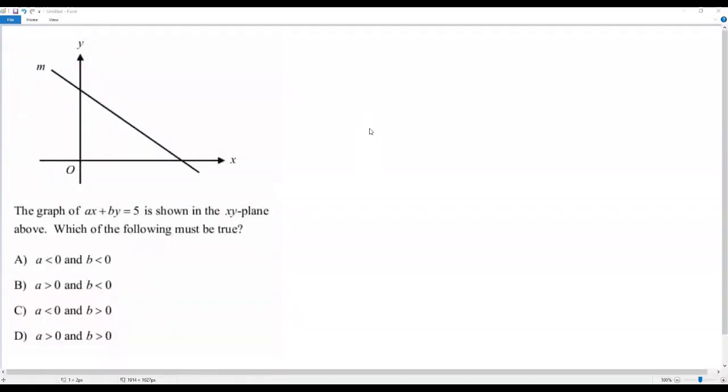Here we have a SAT math problem. Okay, let's go to the question. The graph of ax + by = 5 is shown in the xy-plane above. Which of the following must be true?